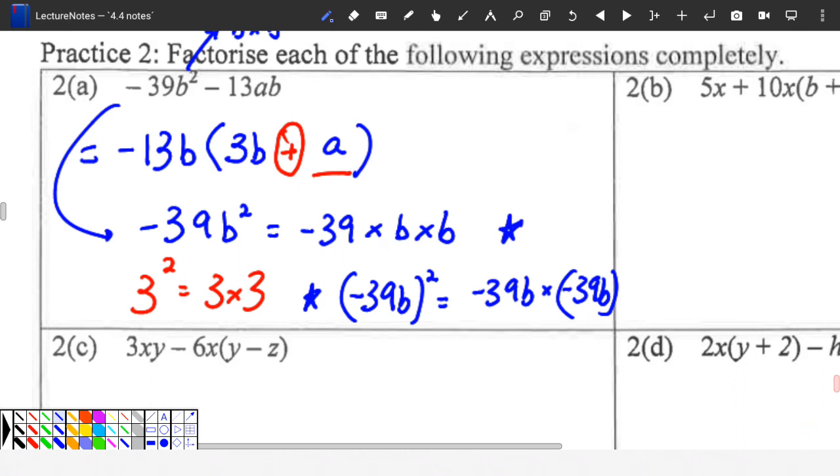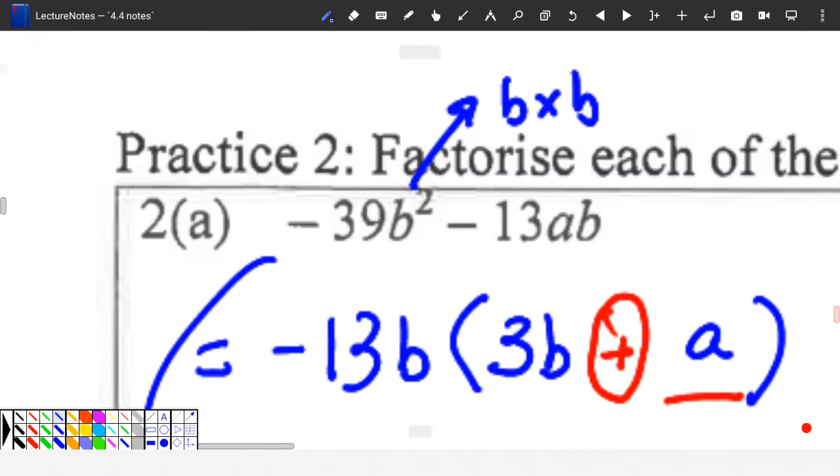How do you get 3b? Simple. Negative 39b square is equal to negative 13 times 3b. Like that. Negative 13 times 3. So if I take out negative 13, I'm left with 3 inside. Why b? Because this is b times b. If I take out b, I'm left with 1b inside.